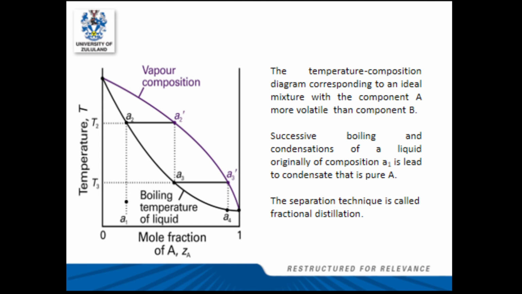From A2 to A2 prime, it is where we are going to condense that particular mixture. After condensing that mixture, if we further boil our liquid, we are going to have a new boiling temperature of our liquid at T3, which is A3. If we further condense our mixture, we'll have A3 prime. And from there, if we further heat, the new boiling temperature will be at A4. From this graph, what we can see is that through the process of successive boiling, the boiling temperature of our liquid will also decrease.